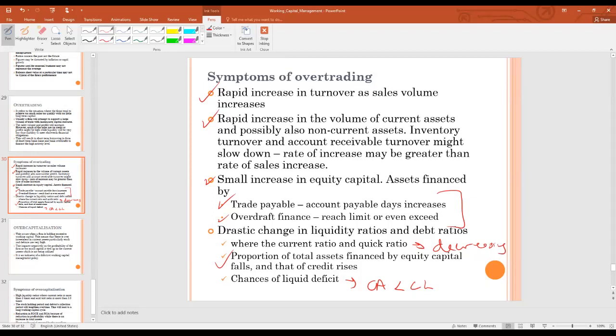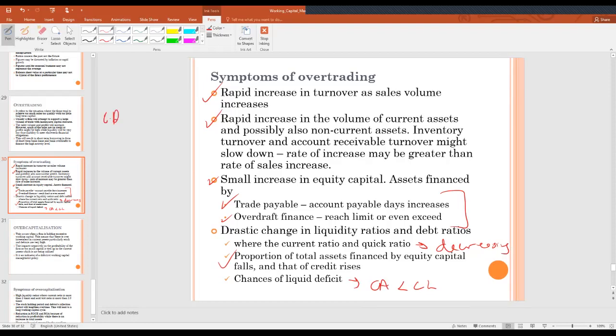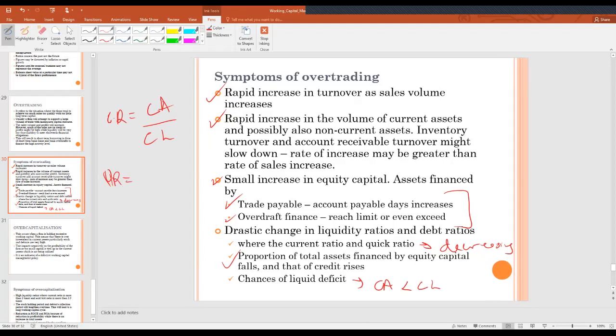So what's the difference between current and quick ratio? In the case of quick ratio, we remove the inventory, we remove the illiquid part of the current asset component. Then let me call it the current ratio: the current assets of the company divided by current liabilities. That's the current ratio. Now for quick ratio, don't forget we are removing the inventory: current assets of the company minus inventory, divided by current liabilities. Clear?